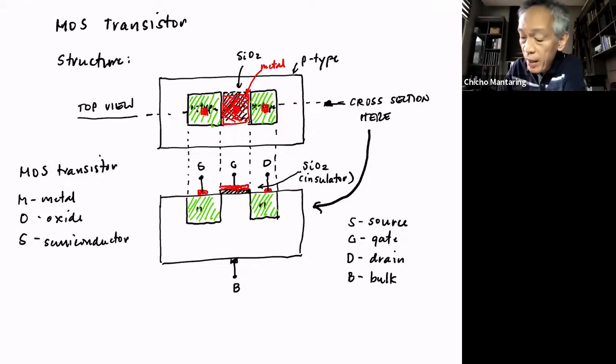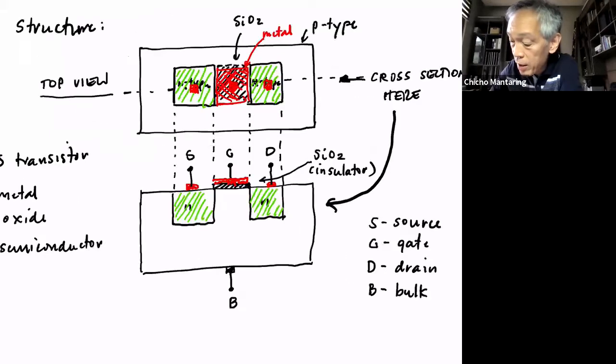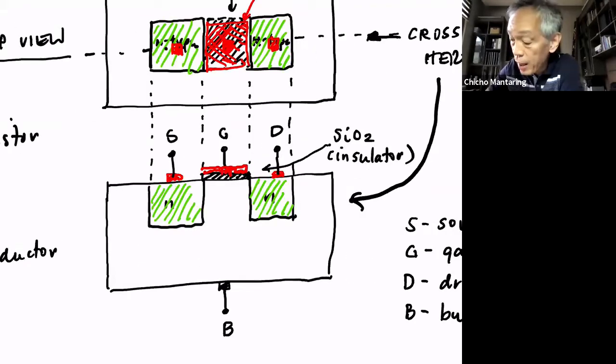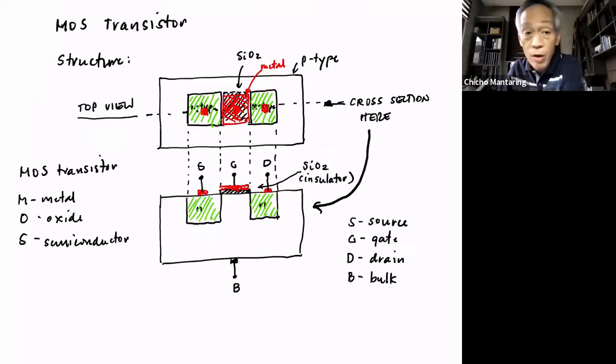So M is metal, O is oxide, S is semiconductor. That is the structure here in the middle. If you take a look at the middle, I have a metal, and then I have an oxide, and then underneath the oxide, I have semiconductor material. That's why it's called a MOS transistor, metal oxide semiconductor.